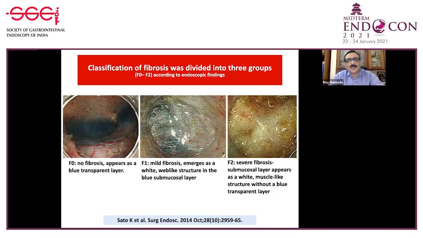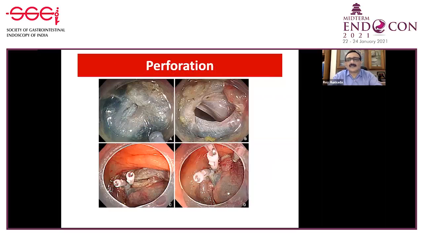It all looks blue and transparent. That's F0. Whereas in F1, mild fibrosis emerges as a white web-like structure in the blue submucosal layer. Whereas in F2, when there's severe fibrosis, the submucosal layer appears as a white muscle-like structure without the blue transparent layer. Here's the problem.